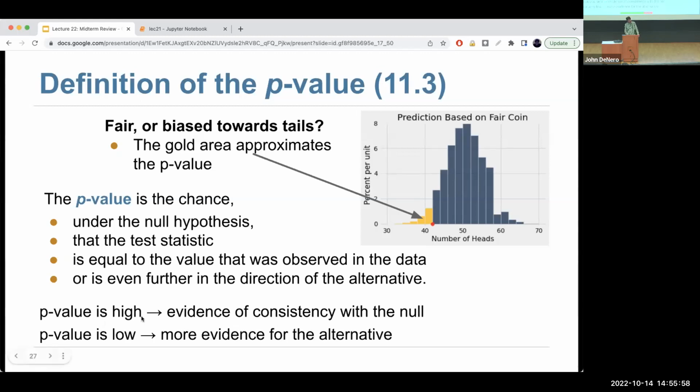When the p-value is high, the evidence is consistent with the null, and you cannot really choose between the null and the alternative. But when the p-value is low, there's more evidence for the alternative. If it's really low, you can reject the null hypothesis entirely and think that the alternative hypothesis is a better description of the world.